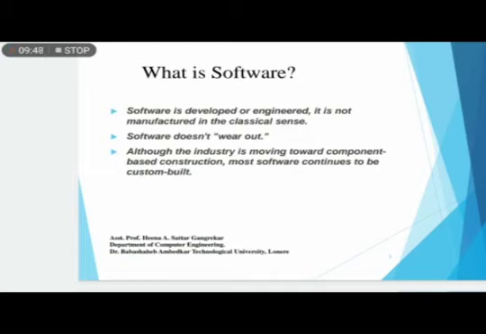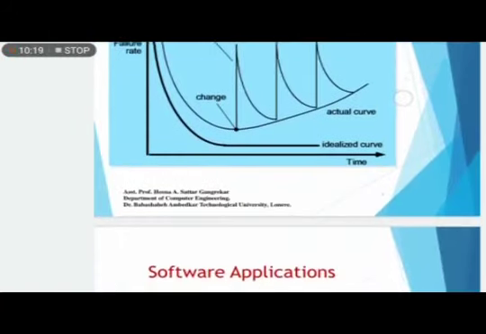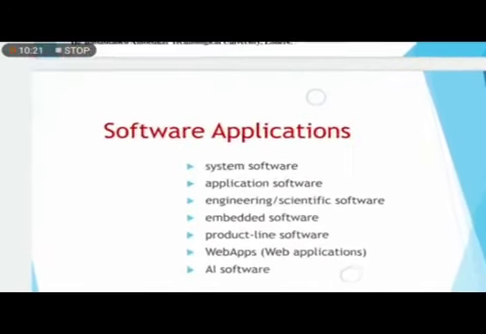Next, a software component should be designed and implemented so that it can be reused in many different programs. Modern reusable components encapsulate both data and the processing that is applied to the data. This enables the software engineer to create new applications from the reusable parts. So this is overall what your software is. We elaborated each point one by one. We already elaborated. Now the next one is we will see some applications of software.